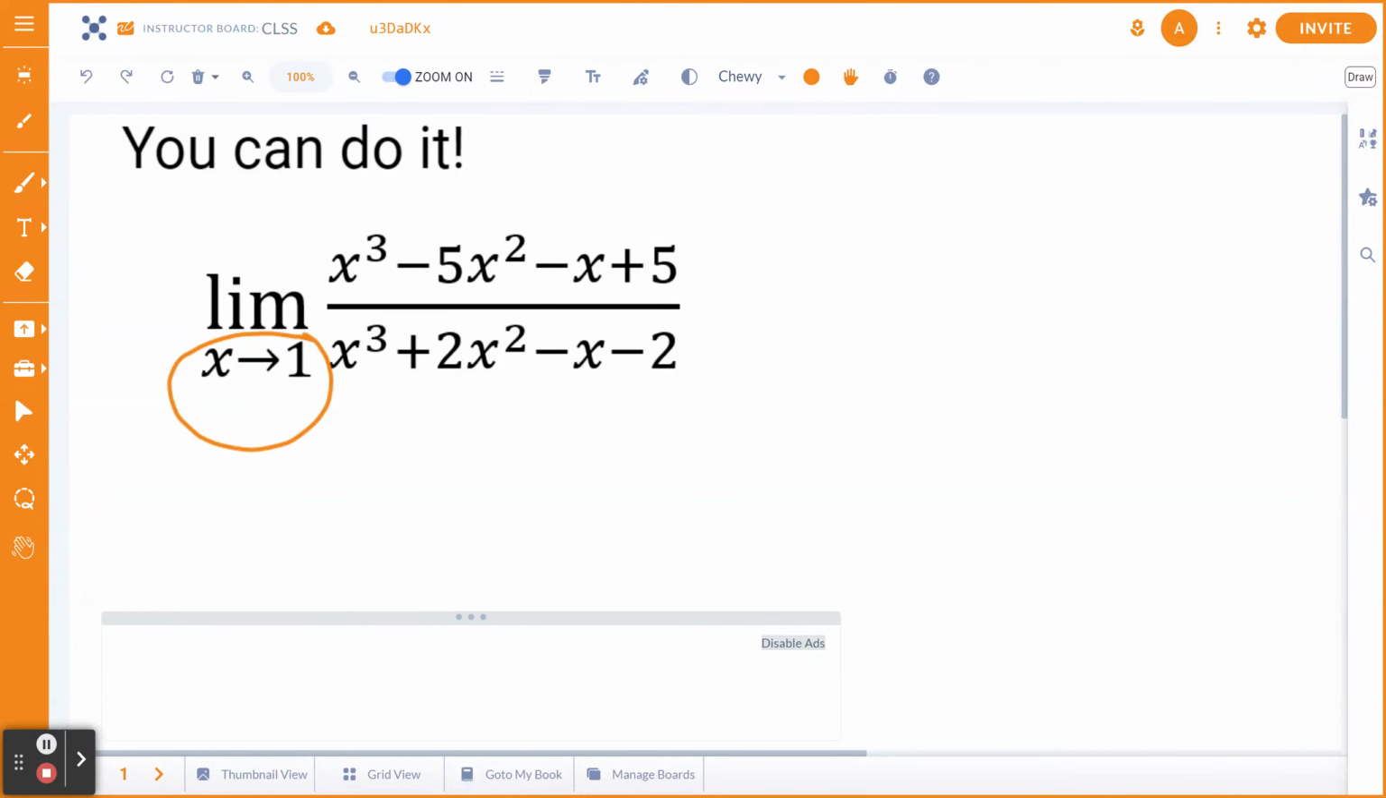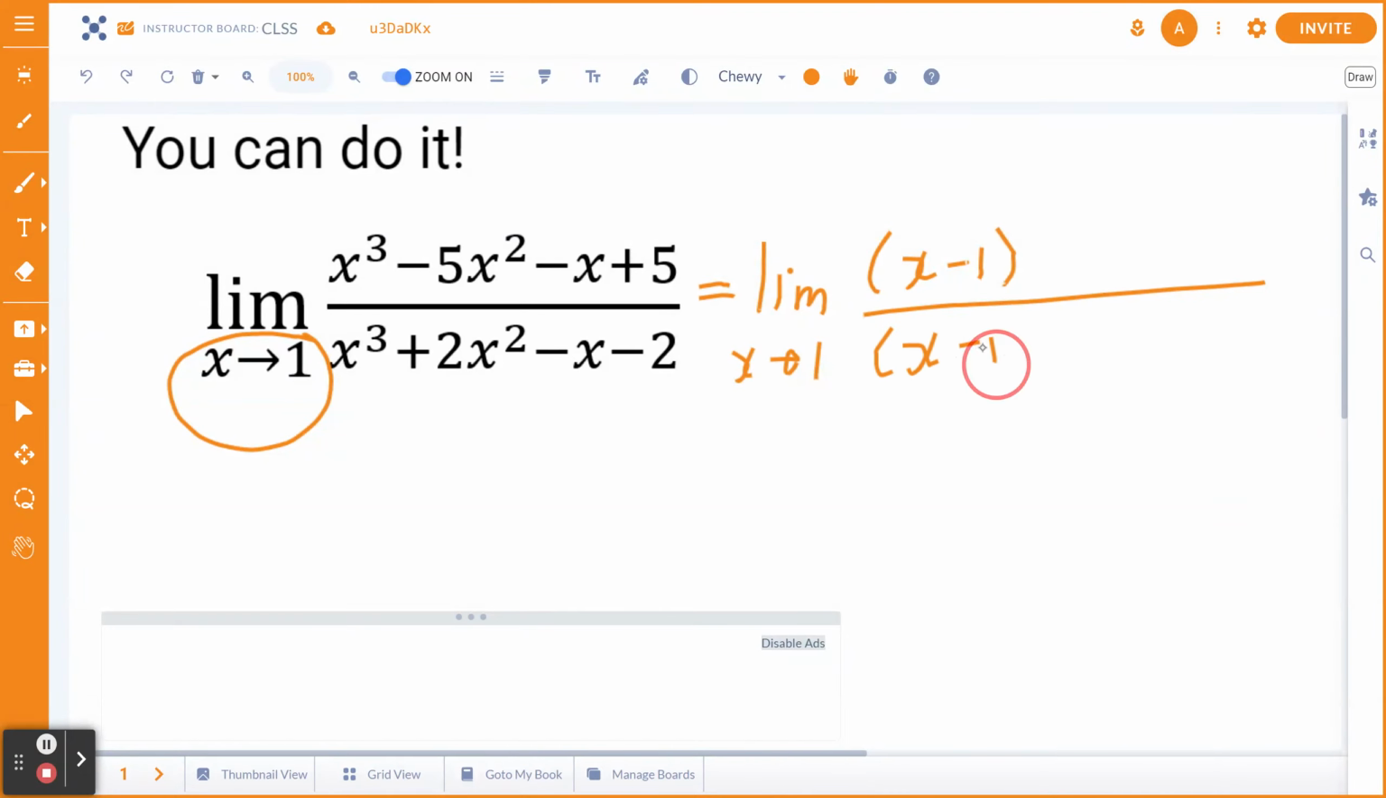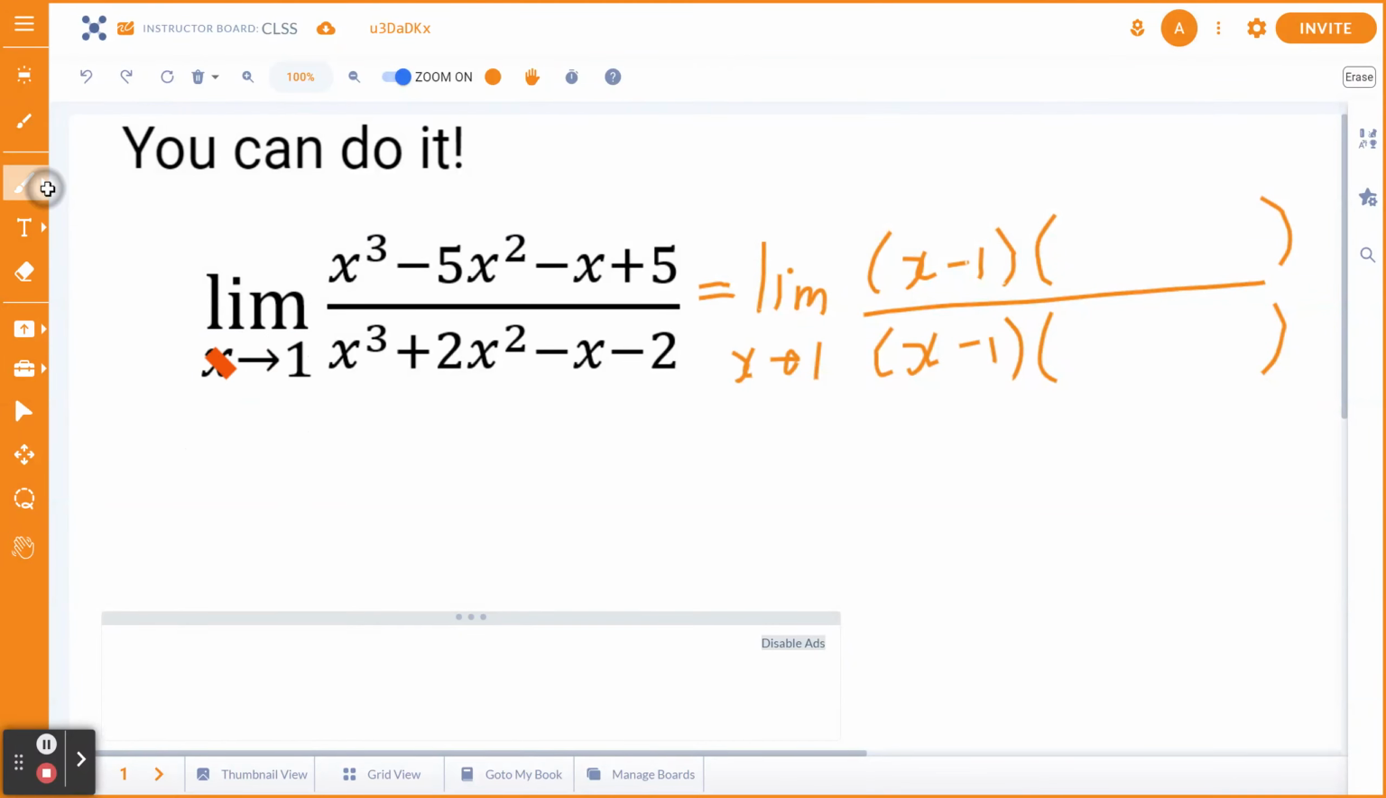So your goal is to rewrite this in such a way that you get the limit as x is approaching 1, and somehow there'll be an x minus 1 from the top and the bottom. And that's a very powerful shortcut. I'm not saying this works every single time, but I would say it works 98% of the time. Okay, so again, you go back and you're thinking about that.